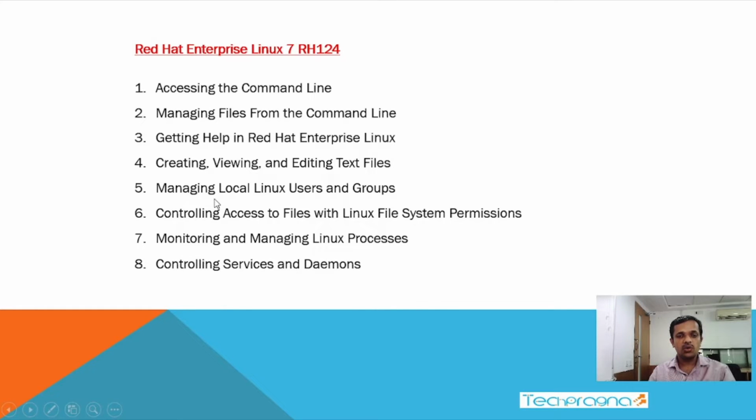Next, managing local users and groups. How to create a user and group and how you can manage those users and groups, we are going to discuss in this chapter. Then moving into the next chapter, controlling access to files with file system permissions. Once you create files and directories, what permissions are going to be assigned, what permissions we can change once they are set, and who is going to access these files and directories, that we are going to discuss in this chapter.